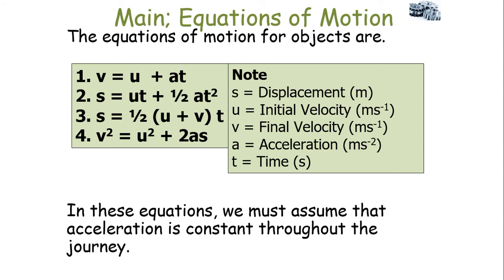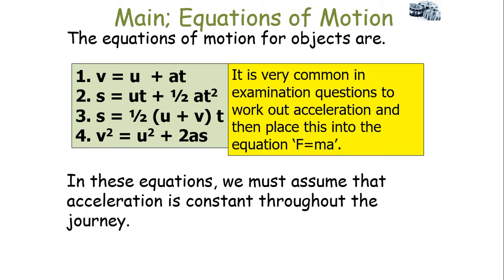So our equations are V equals U plus AT, S equals UT plus a half AT squared, S equals a half U plus V times T, and V squared equals U squared plus 2AS. And it's actually a very common examination question to work out the acceleration using these equations and place it into the equation F equals MA to work out the resultant force an object is experiencing.